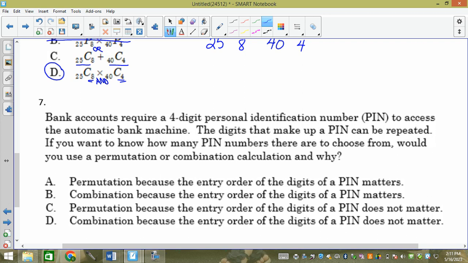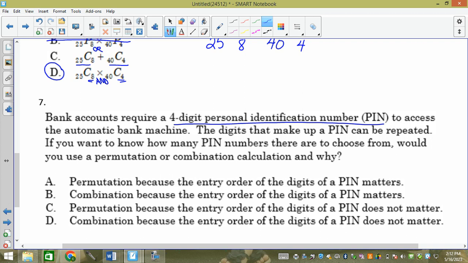Perms and combs. Okay. Bank accounts require a 4-digit personal identification number, so a PIN. Can a PIN start with 0? A PIN? Yes. A PIN can be really crappy. A PIN could be 0, 0, 0, 0. You have no money left in your bank account, because someone just got into it. But you could have 0, 0, 0, 0, right?